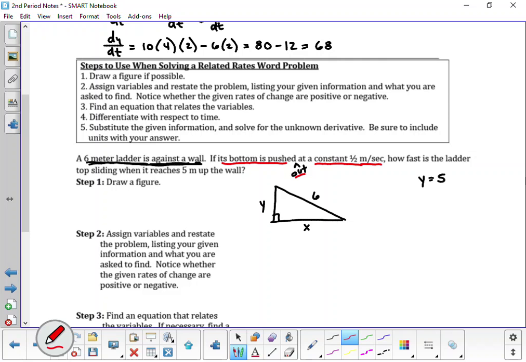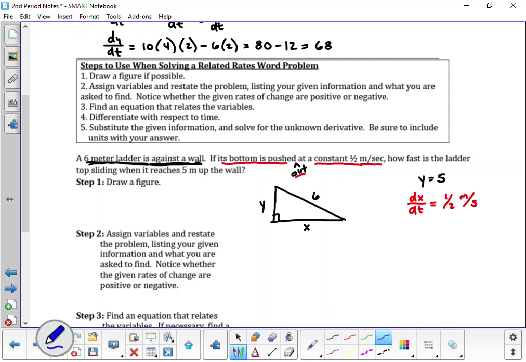X, good. So we're going to label that dx dt equals 1/2 meter per second. Use the units to help you decide what it is. Meters per second should be position over time. So let's go with dx dt here.